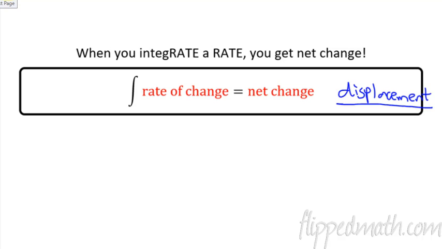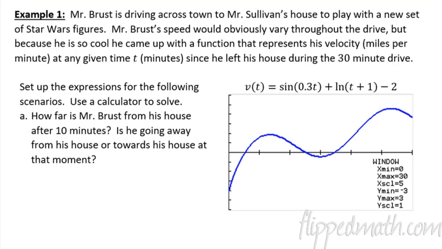I'm going to move on here to our first example. Number one, Mr. Brust is going to drive across town to Mr. Sullivan's house to play with some Star Wars. We've come up with a function that represents his velocity. Now, this is a made-up thing, all right? But the important thing is to know that it's not miles per hour, it's miles per minute. That's important because we're only measuring by minutes over the first 30 minutes.